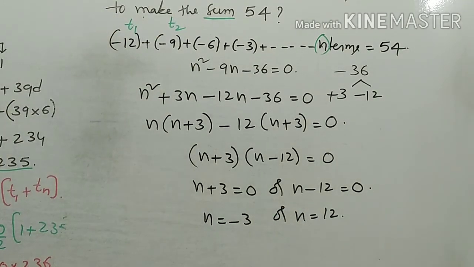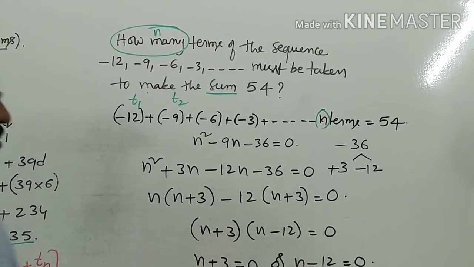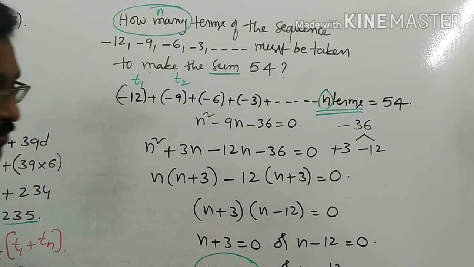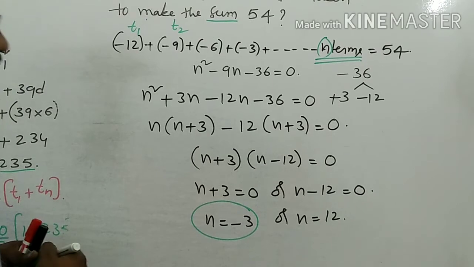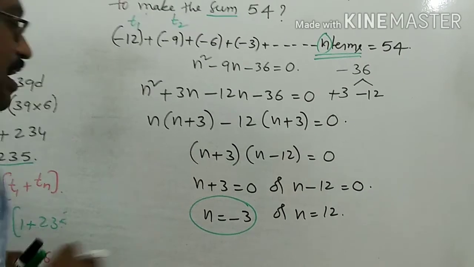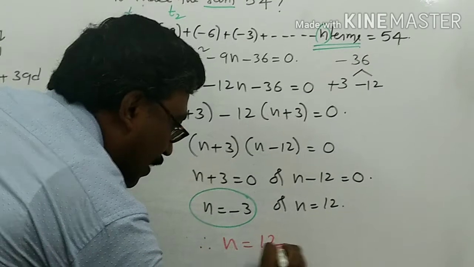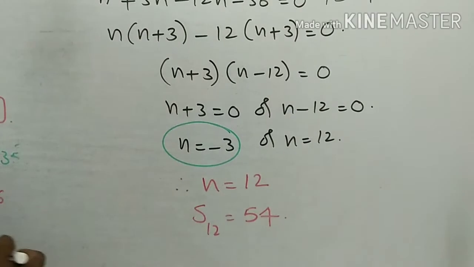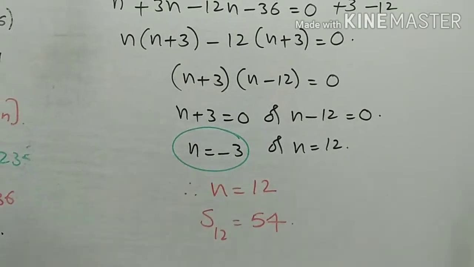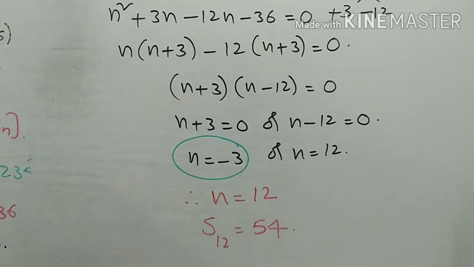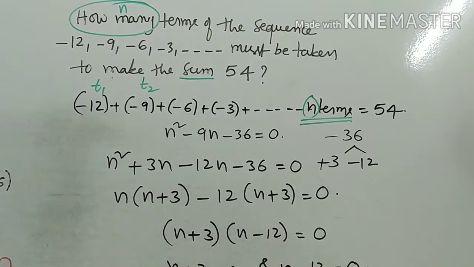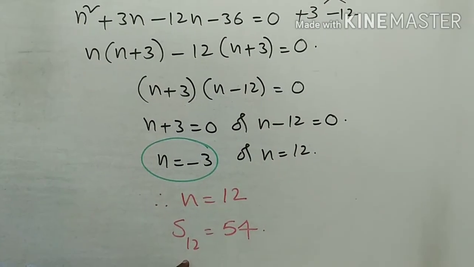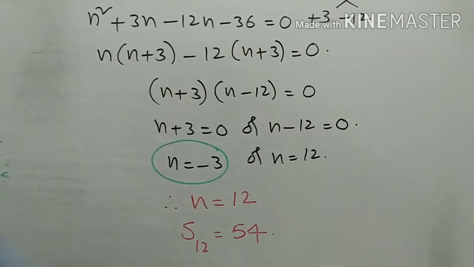First of all, what is n? n is the number of terms. How many terms should you add? How can the number of terms be negative? No. We cannot say n can be negative. Therefore, n is equal to 12. That is, the sum of 12 terms will be 54. So, if you take 12 terms, then your answer will be 54. So, how many terms of the sequence? 12 terms of the sequence. If you take, then S12 will be equal to 54. Okay.